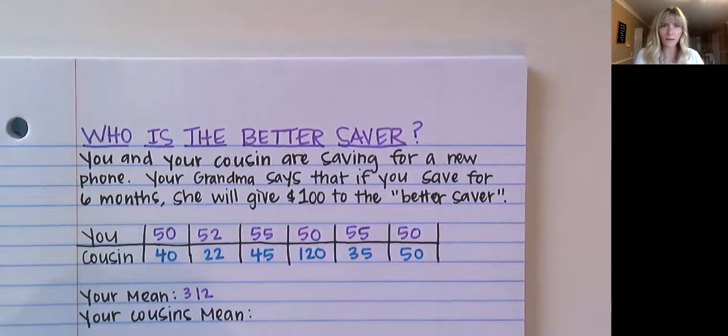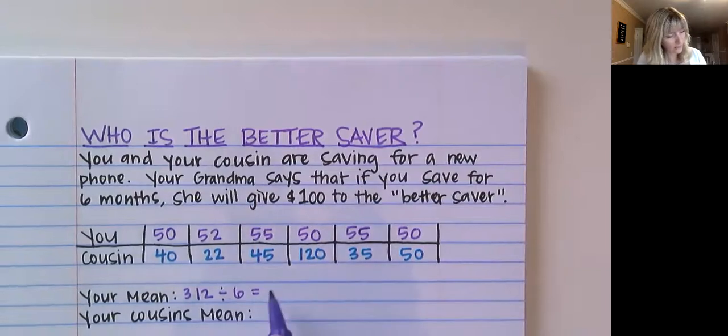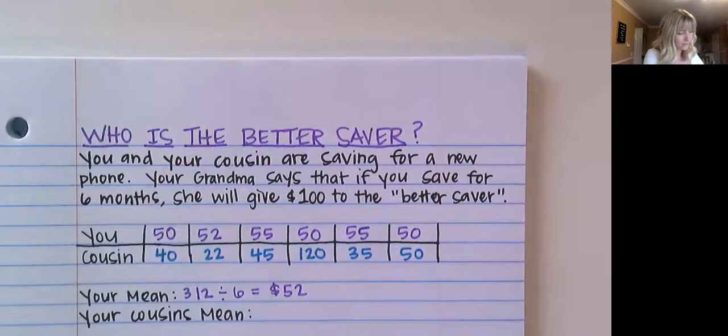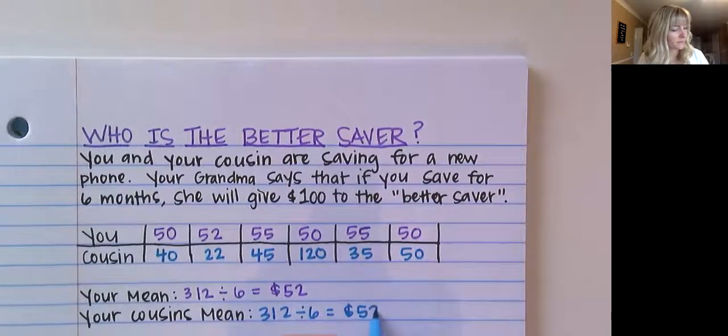Because 312 is not the average. Oh yeah, we divide by 6 because you were saving for 6 months. So if I do 312 divided by 6, that means my average was $52. But guess what? If your total is the same and you saved for the exact same amount of months, if you calculate your cousin's mean as well, it's also going to be $52.